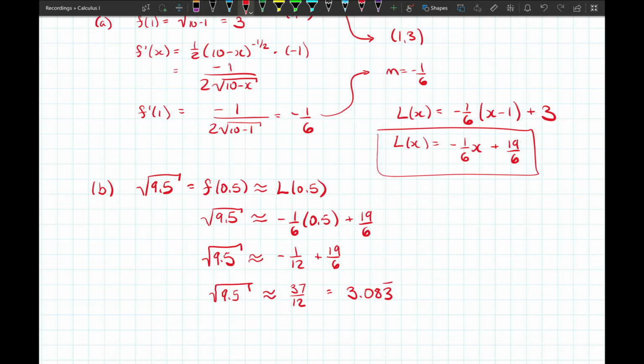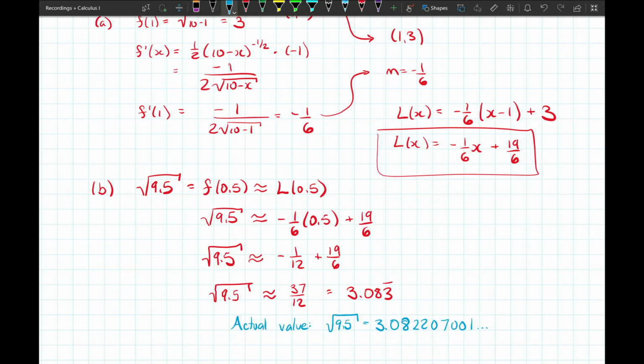Now, if you want to see how close we actually are, the square root of 9.5 unfortunately can't be represented as a fraction. But now that you can see this fraction 37 over 12 is equal to 3.083 repeating, we could check and see how close that is. If we type this into a calculator, the square root of 9.5 as a decimal is 3.082207001.